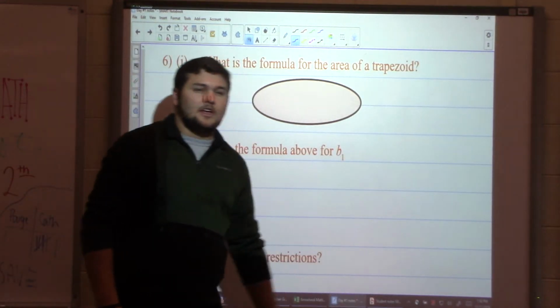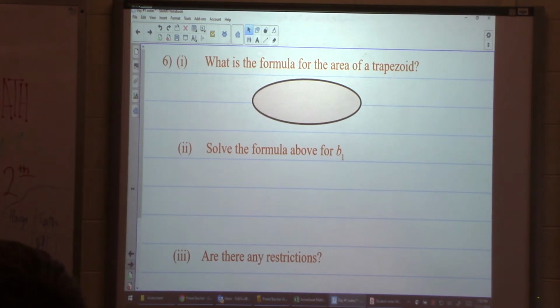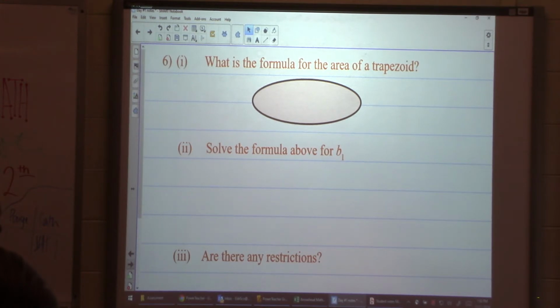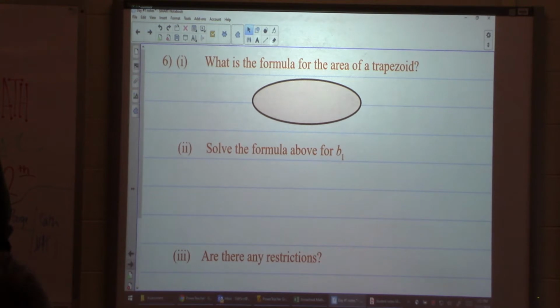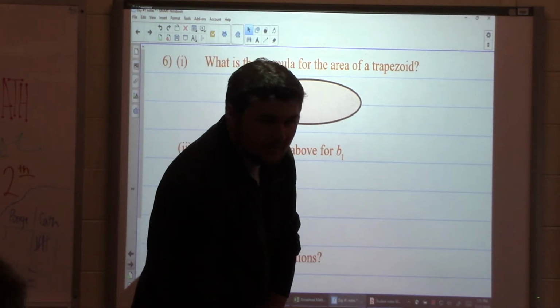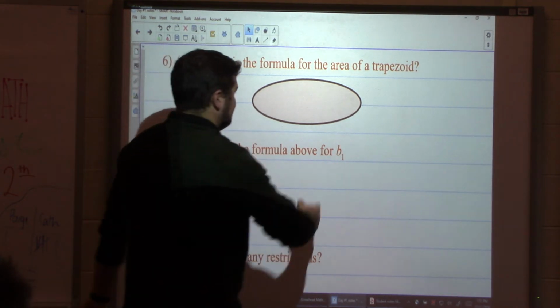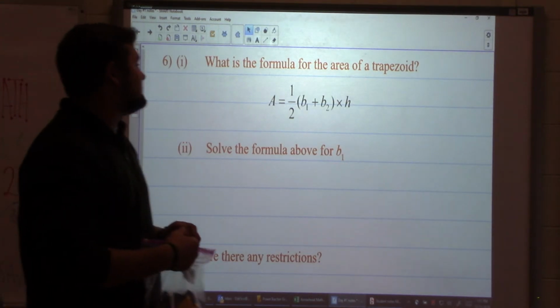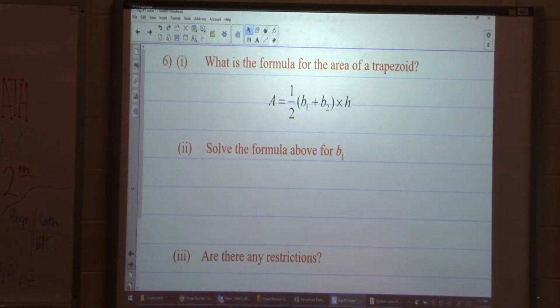Another candy question. What is the formula for the area of a trapezoid? Is it 2 parentheses B1 plus B2? No. You're on the right track, but that's not it. Is it 1/2 times height times B1 plus B2? Yes! Now, it's in a different order on the board, but that's perfectly fine. 1/2 base 1 plus base 2 times the height. Can we put the base 1 plus base 2 times height over 2? You could do that. Correct.